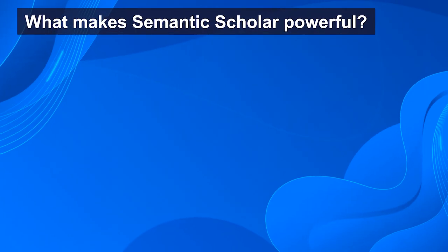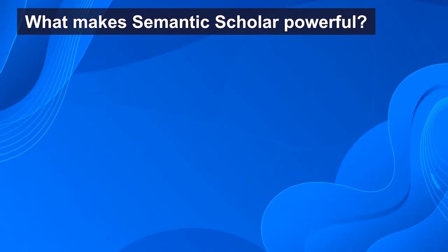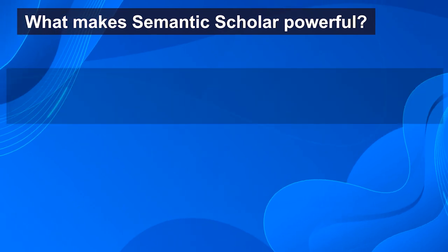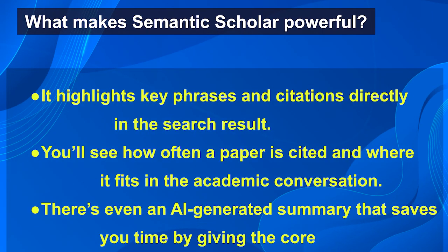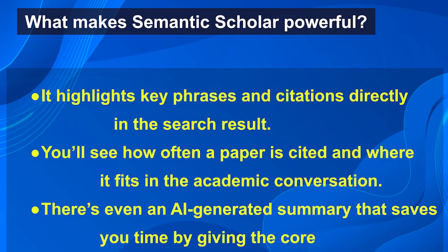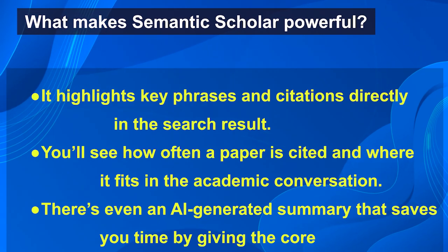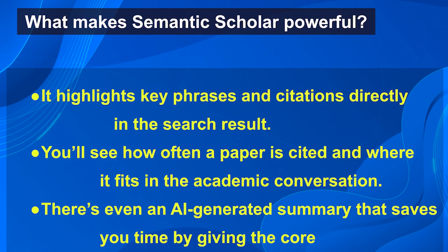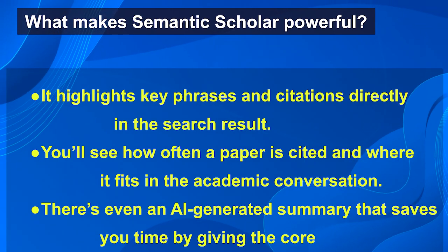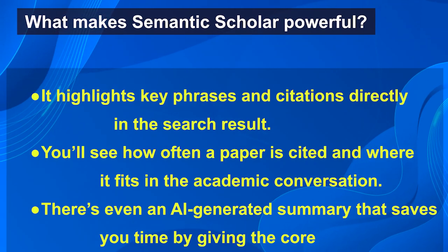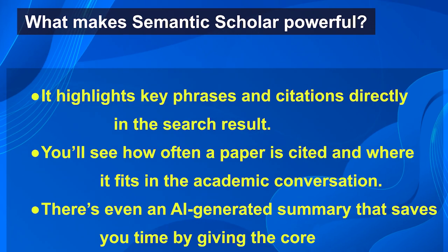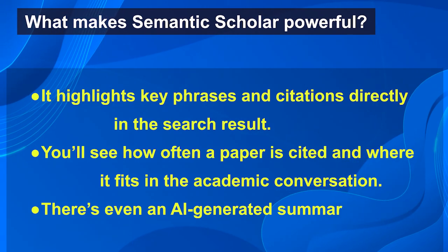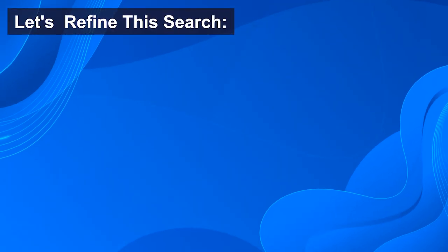What makes Semantic Scholar powerful? It highlights the key phrases and citations directly in the search results. And you will see how often a paper is cited and where it fits in the academic conversation. There's even an AI-generated summary that saves you time by giving a core insight in 1 or 2 sentences. Incredible! Let's refine this search.